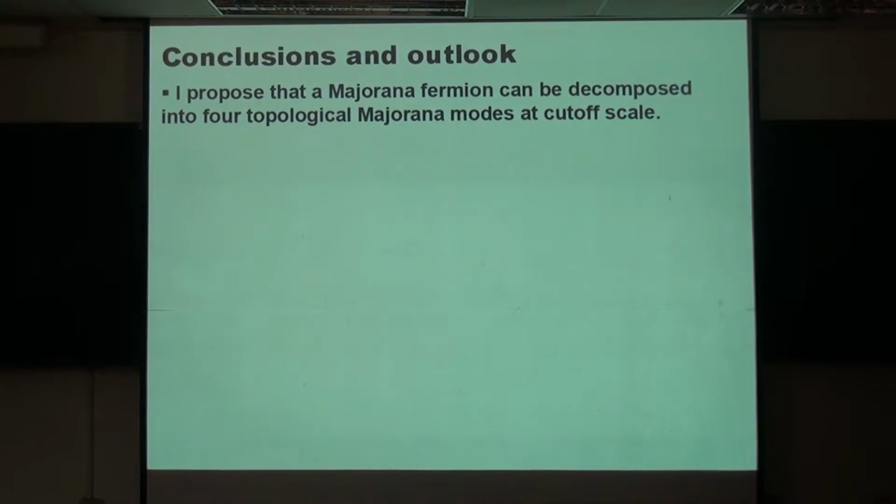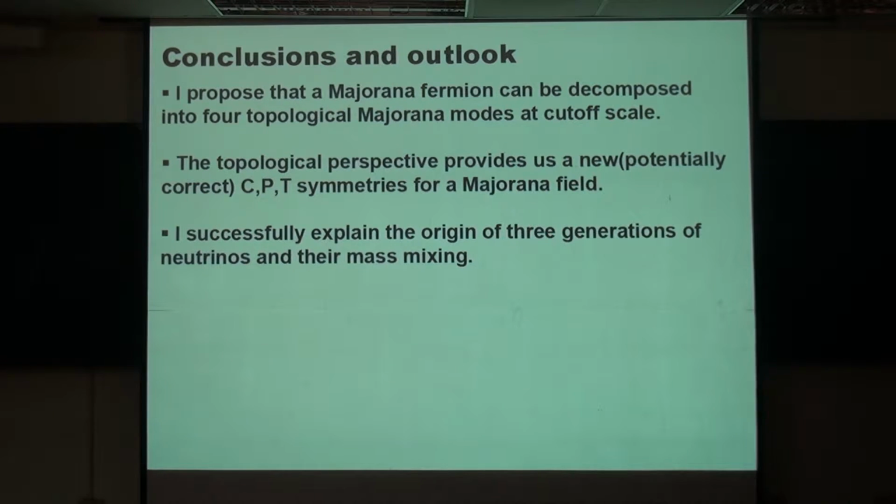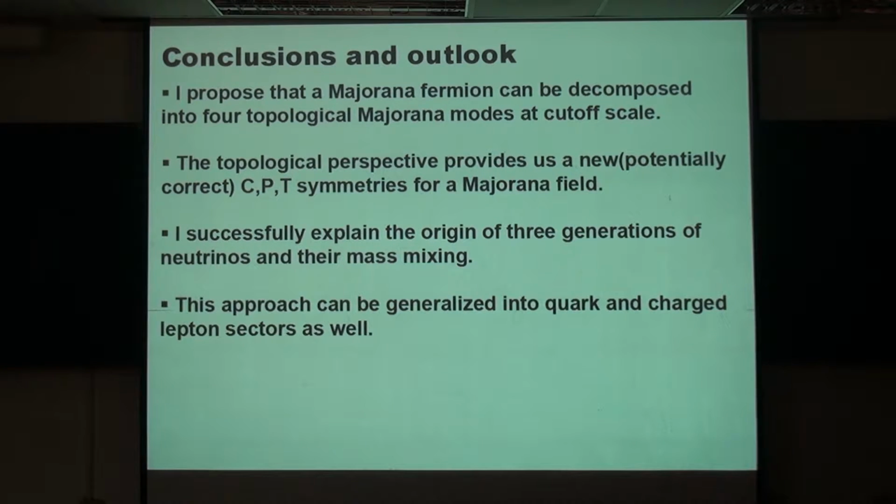Okay, so let me just conclude. The basic idea is that I propose that a 4-component Majorana fermion can be further decomposed into 4 topological Majorana modes at the cutoff scale. That's the basic physical picture. Based on this picture, we define some new types of CPT symmetries for the Majorana field, which are compatible with Lorentz invariance. In such a way, there's a natural way to explain the mixing pattern and the origin of these generations. And phenomenologically, we find this generalization also successful for quark sectors. But we don't have a microscopic explanation so far.